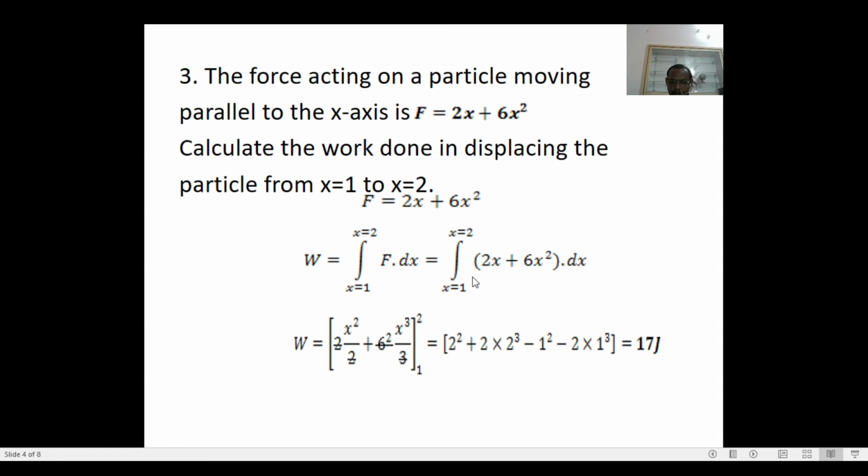Now, first term 2x, integrate it with respect to x. 2 is a constant, integral of x is x square by 2, plus 6 is a constant, integral of x square is x cube by 3. 2 cancels with 2, 3 twos are 6 divided by 3 is 2. Now I am left with x square plus 2x cube. Substitute the limits 1 and 2. Now this is equal to 2 square plus 2 into 2 cube minus 1 square minus 2 into 1 cube, which is equal to 17 joule.